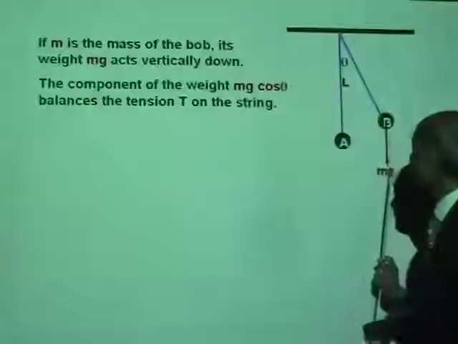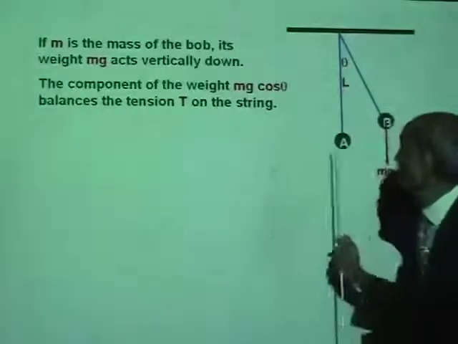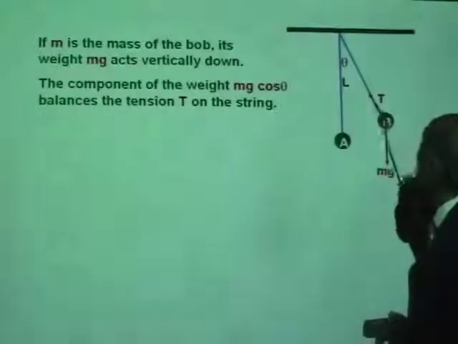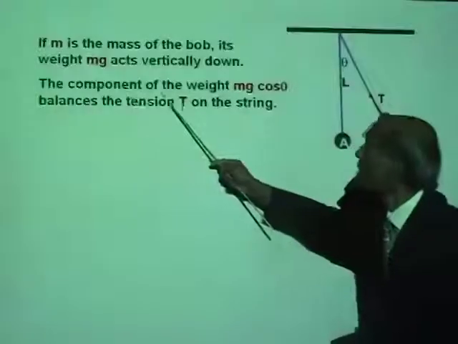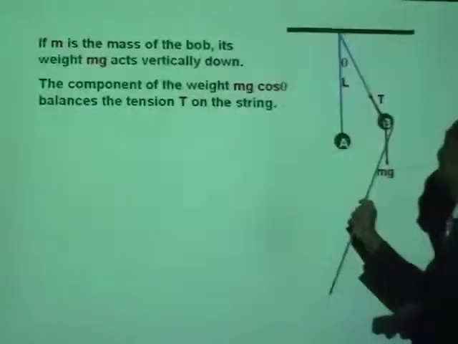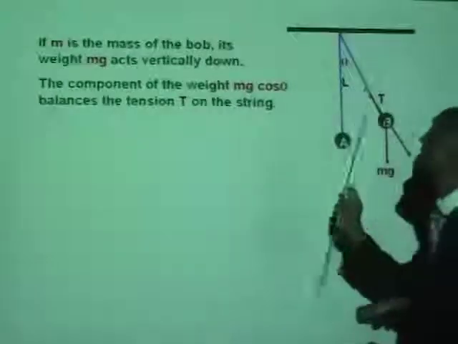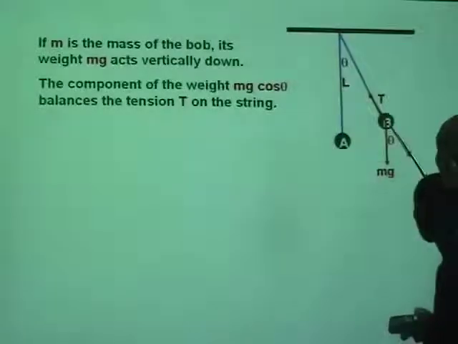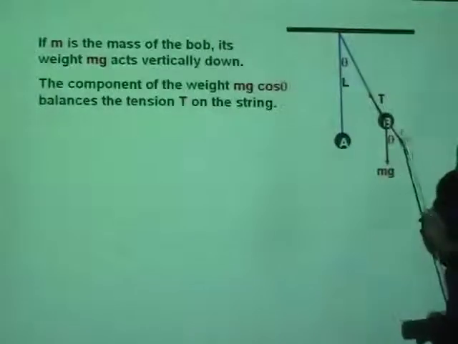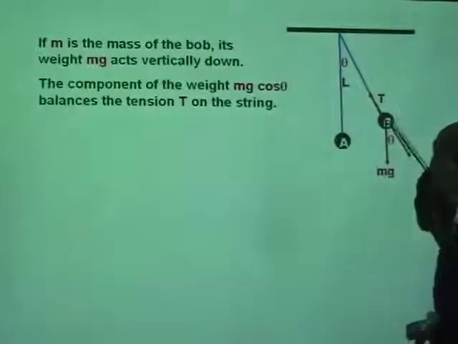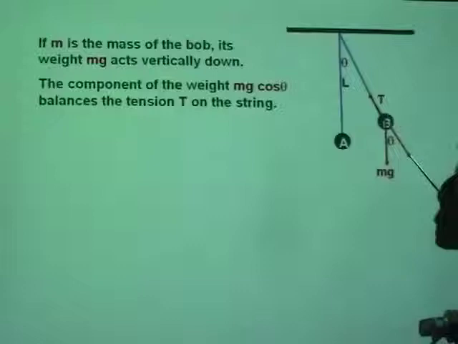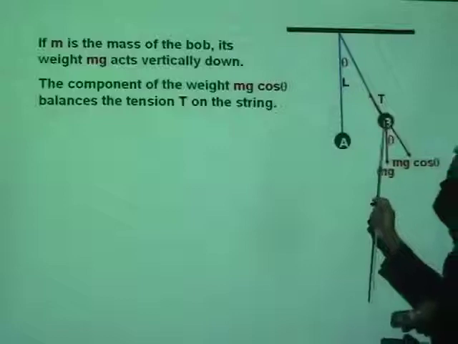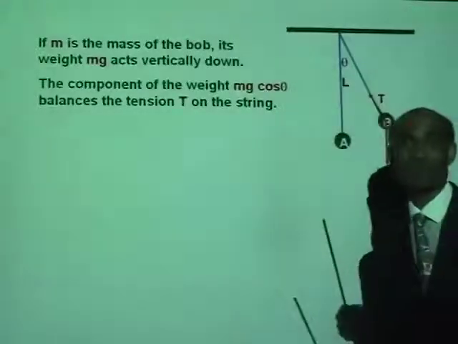Now, this weight has two components. mg cos theta, well, the component of the weight mg cos theta in this direction balances the tension on the string. There you are. This angle will be the same as that angle theta. So, the component of the weight in this direction will be mg cos theta, which balances the tension on the string.